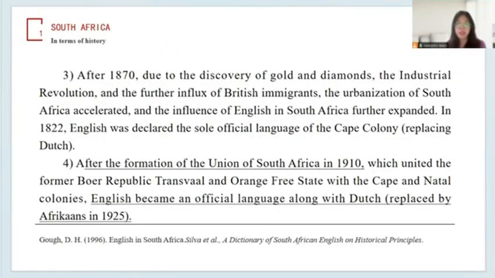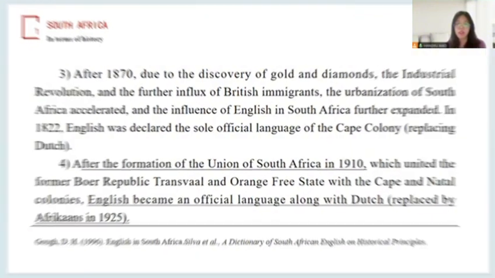After 1870, due to the discovery of gold and diamonds, the Industrial Revolution and the further influx of British immigrants, the urbanization of South Africa accelerated, and English became the official language. After the formation of the Union of South Africa in 1910, English became an official language along with Dutch.